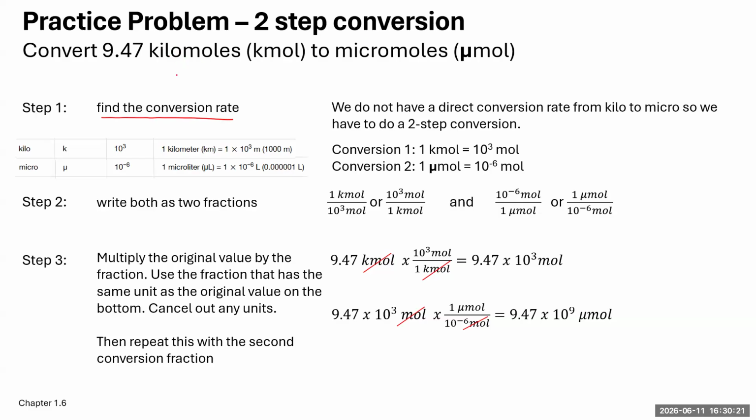Sorry, kilomoles to micromoles, right? I think I said kilometers or something like that, but 9.4 kilomoles, we know kilo means 10 to the third, right? So 1 kilomole equals 10 to the third moles. So that'll let us convert from kilomoles to moles with no prefix. So that's going to be our first conversion. Our second conversion is going to be from moles to micromoles. Conversion 1 and then conversion 2.